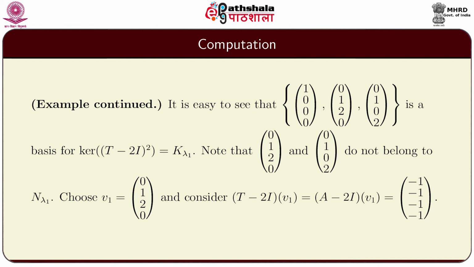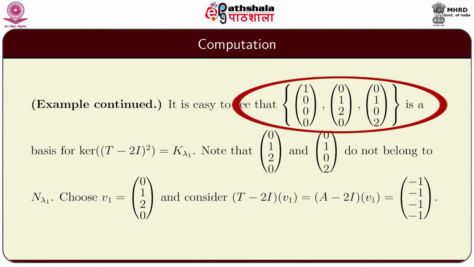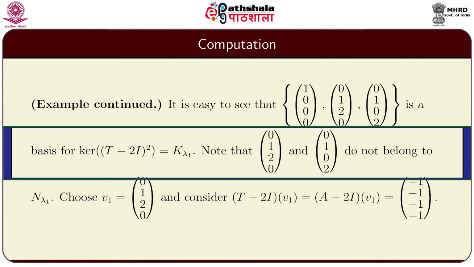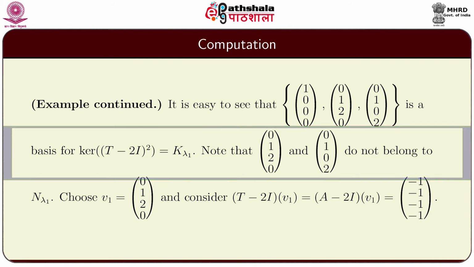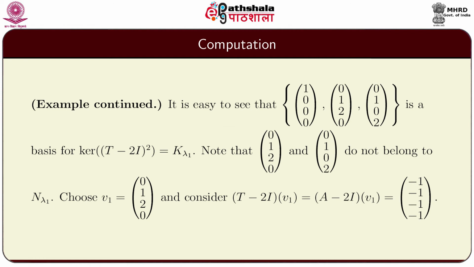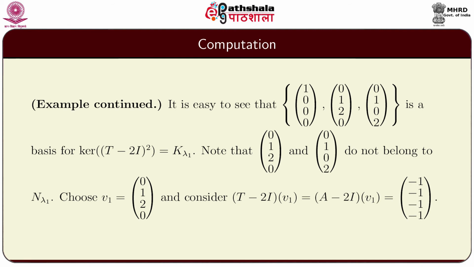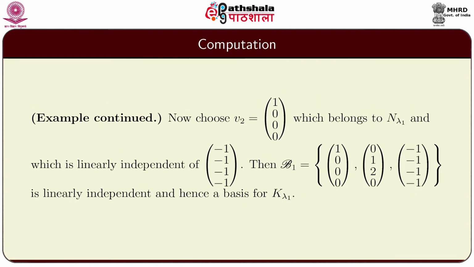It is not difficult to see that these 3 vectors (1, 0, 0, 0), (0, 1, 2, 0) and (0, 1, 0, 2) form a basis for the kernel of (T minus 2I) square, which is K lambda 1. Note that these 2 vectors (0, 1, 2, 0) and (0, 1, 0, 2) do not belong to the eigenspace of lambda 1. So, we choose V1 now to be (0, 1, 2, 0) and consider (T minus 2I) of V1, which is (A minus 2I) of V1, and that is (minus 1, minus 1, minus 1, minus 1), and choose V2 to be (1, 0, 0, 0).